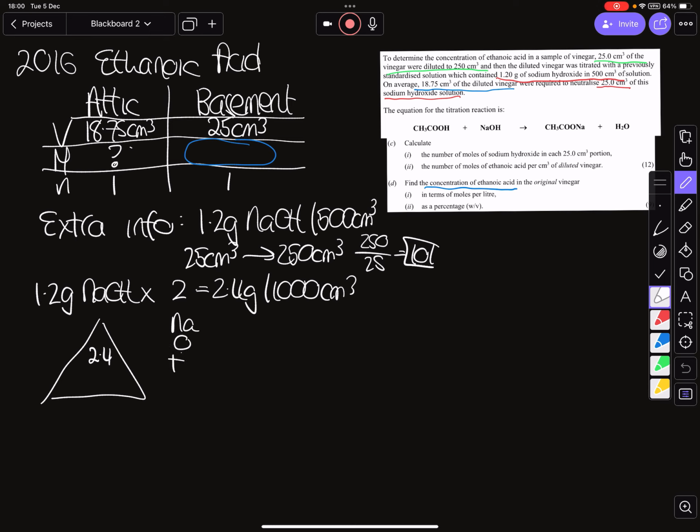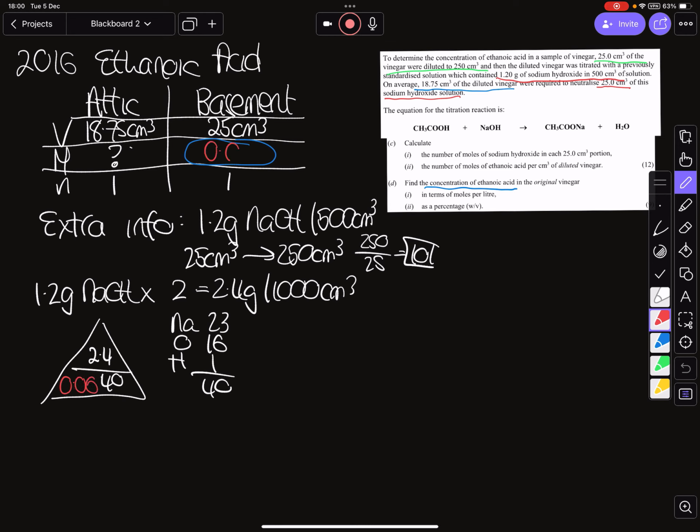NaOH is going to be 23, oxygen is 16, and this is 1. So it's going to be 40. So 2.4 divided by 40 is going to give me, I think I've done that right, 23, 24, 30, 40. Yeah, 2.4 divided by 40 is going to give me 0.06.